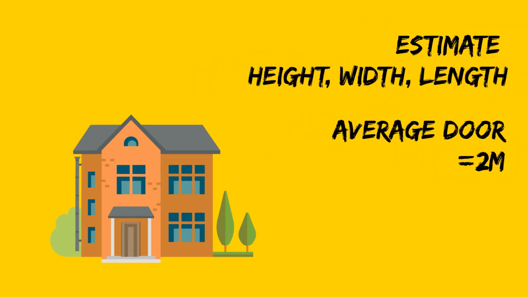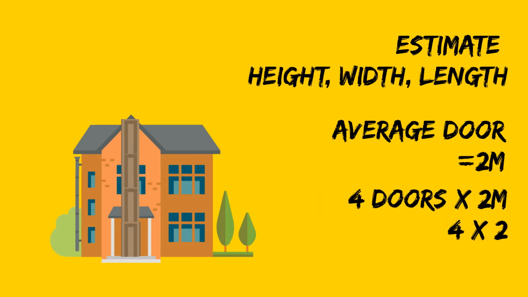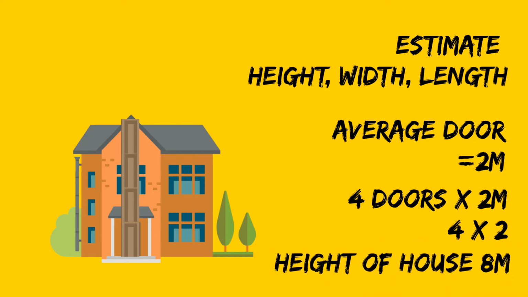So knowing this, we can imagine what it would look like if we placed a door on top of a door, on top of a door, on top of a door, and sort of guess that the house might be about the height of 4 doors. And if each door is 2 metres high, and there's 4 of them, all we need to do is 4 times 2, and that makes the house 8 metres tall.